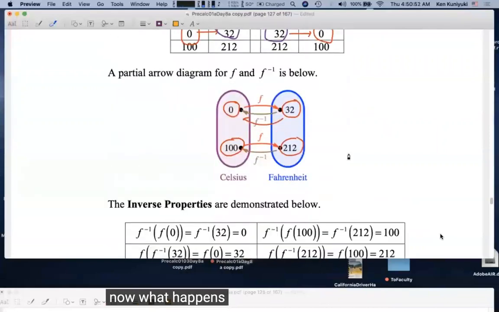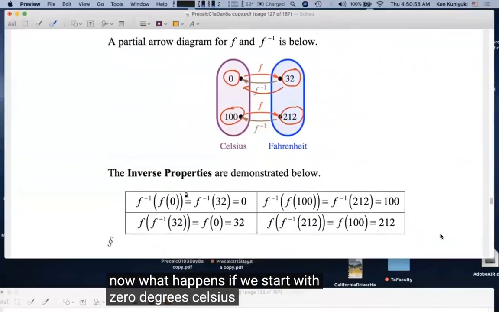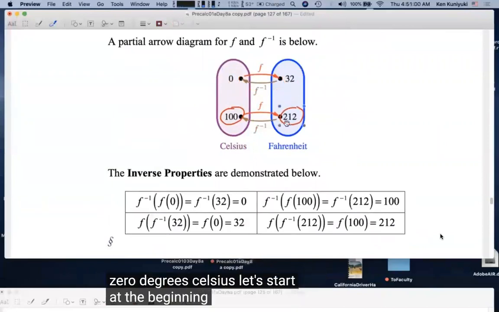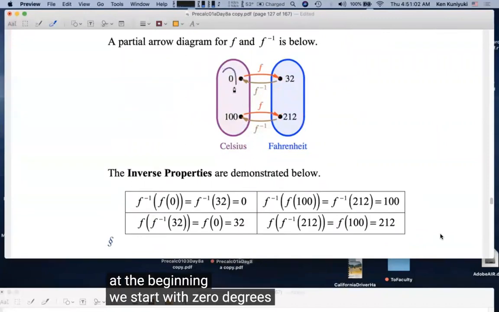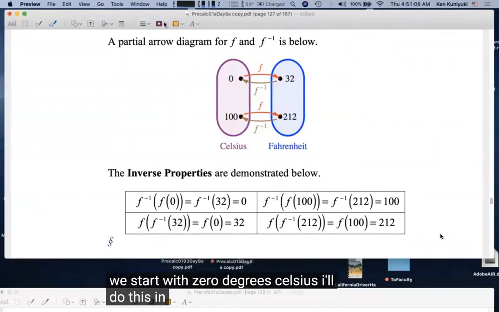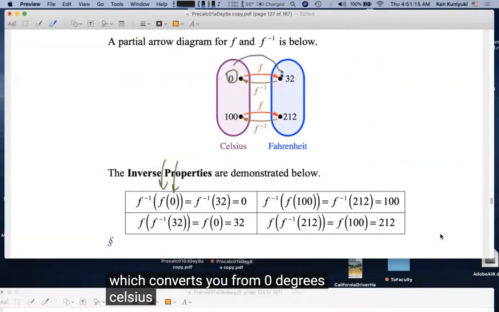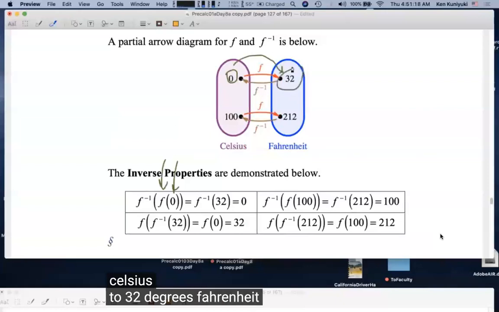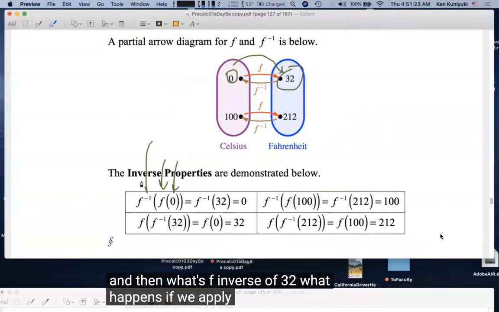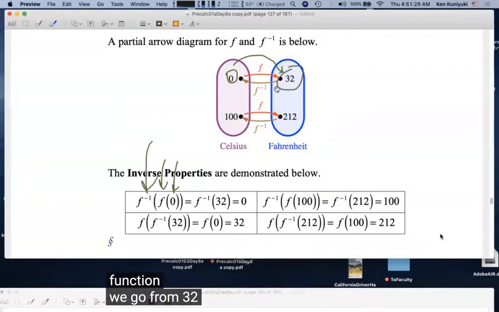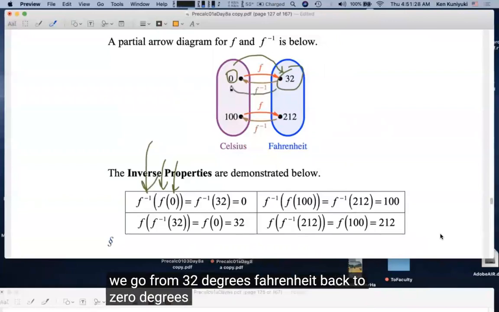Now, what happens if we start with 0 degrees Celsius? Let's start at the beginning. We start with 0 degrees Celsius. I'll do this in green. 0 degrees Celsius. We apply the F function, which converts you from 0 degrees Celsius to 32 degrees Fahrenheit. And then what's F inverse of 32? What happens if we apply the F inverse function? We go from 32 degrees Fahrenheit back to 0 degrees Celsius.